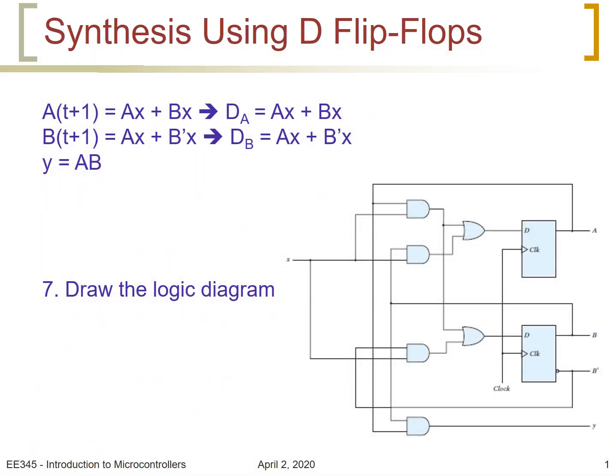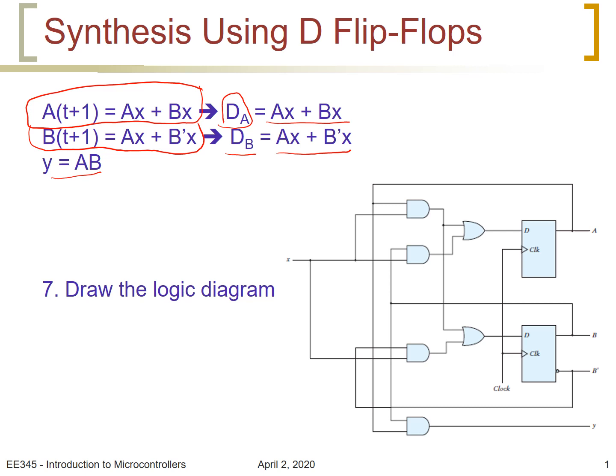From the binary coded state table and the Karnaugh maps, we have obtained A at time t plus 1 as a function of A at time t, B at time t, and the input x, and also the same thing for B at time t plus 1 as a function of A, B, and x. Therefore, D of A, which is the input of flip-flop A, equals AX plus BX, and D of B equals AX plus B prime X, and Y equals A and B.